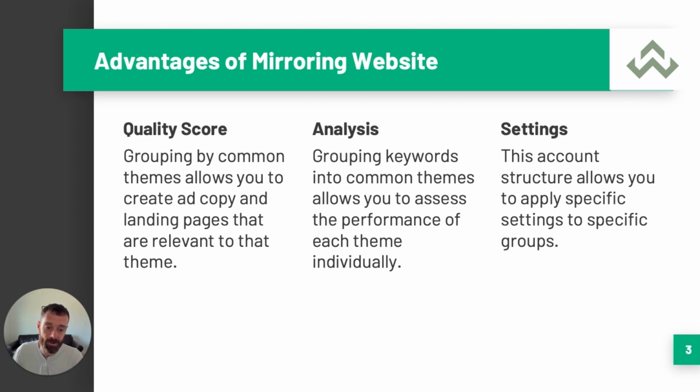The last is settings. Basically, grouping everything into themes or separating it out really gives you more control of the settings. For example, you may have a campaign that's in a different time zone and you need to adjust the ad schedule. If you haven't broken those into separate campaigns, you won't have the capability to do that. So it really just gives you more control over the appropriate settings for that campaign.